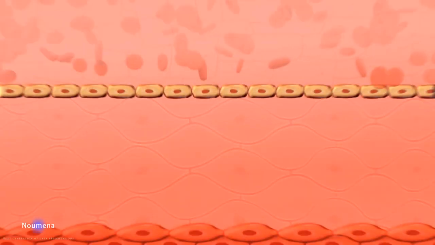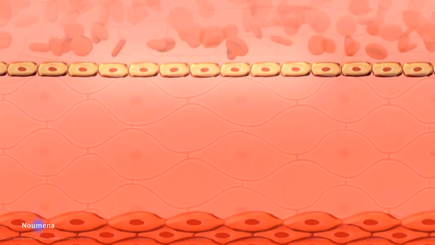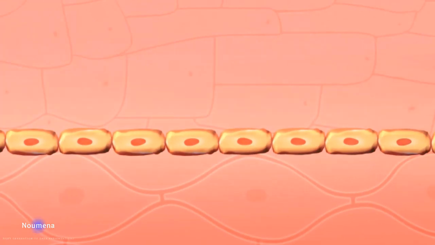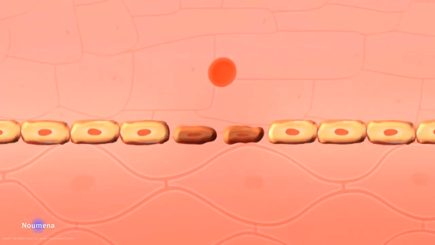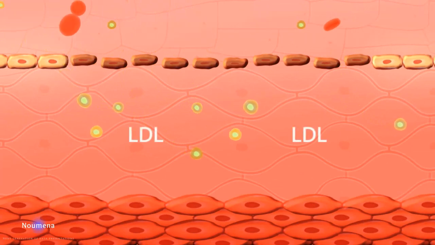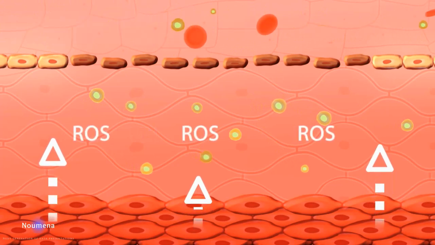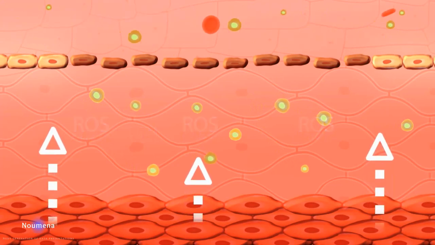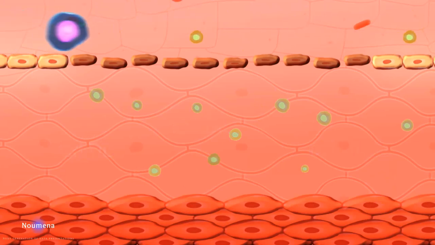The trigger of atherosclerosis is usually the hemodynamic stress induced by the blood turbulences or high blood pressure on the endothelial wall. This will cause endothelial damage, which will increase both the adherence of the endothelial surface and the permeability of the endothelium, leading to the infiltration of LDL cholesterol particles. LDL cholesterol particles will start to accumulate in the tunica intima, and the presence of free radicals produced by oxidative stress will turn them into oxidized LDL cholesterol.